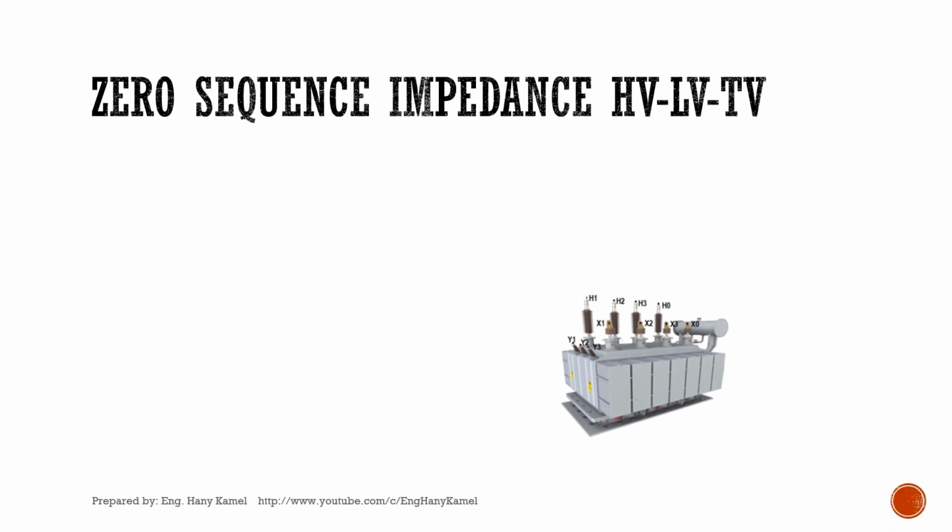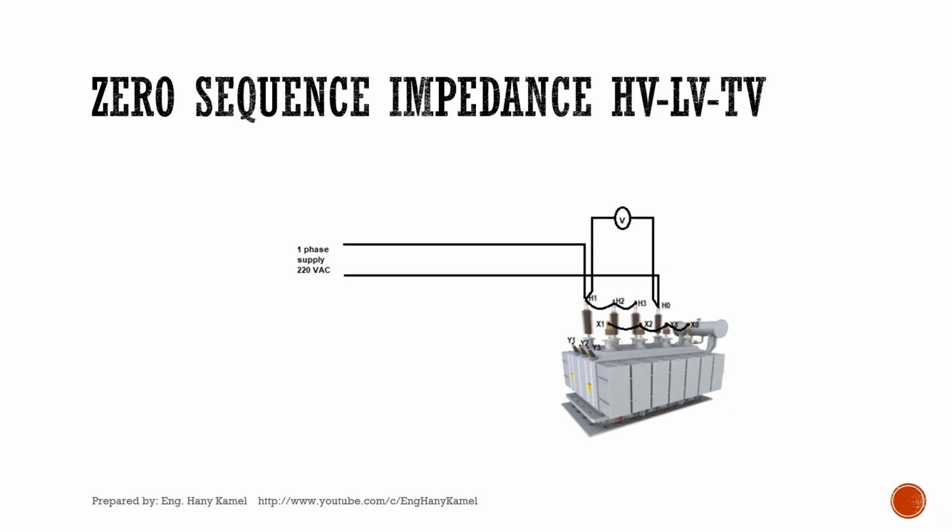Next, impedance between high voltage, low voltage, and tertiary windings. We will short circuit the high voltage winding phases to each other. Low voltage winding will be shorted with neutral. Single phase supply will be injected to the high voltage side with neutral. Voltage measurement between any phase and H0 will be recorded. Current measurement will be recorded. This test will be performed in our example for maximum voltage tap, normal tap, and minimum voltage tap.